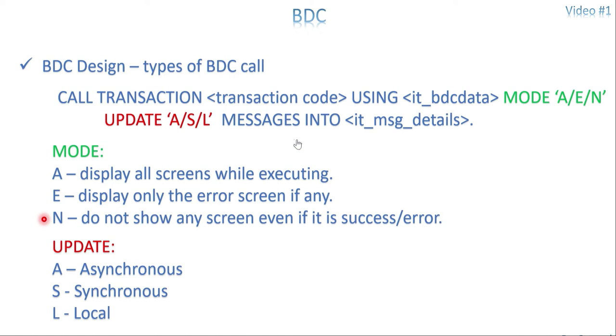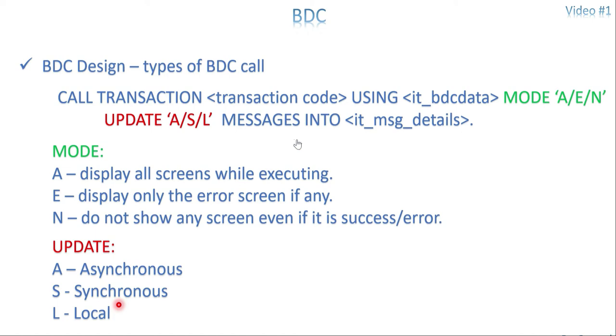L is local. There is a syntax called set task local, or set update task local, I believe. Meaning, please don't go to that particular update session. Please update locally. So that is the reason we go with L. But preferable in this is N for real time, like in production. But for testing and all, A and E is fine. And here you can go with S.